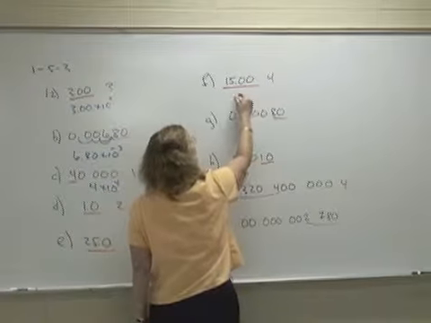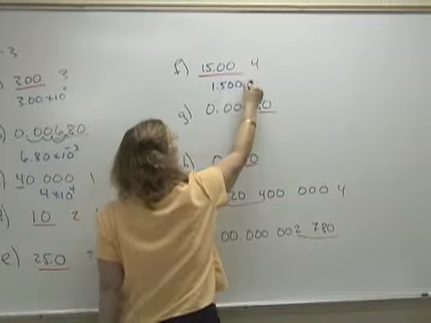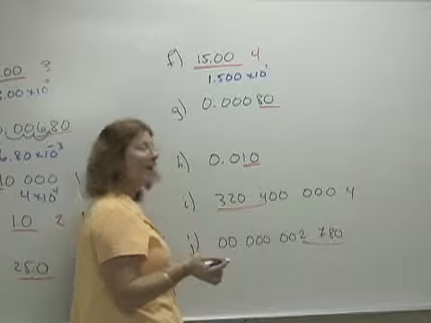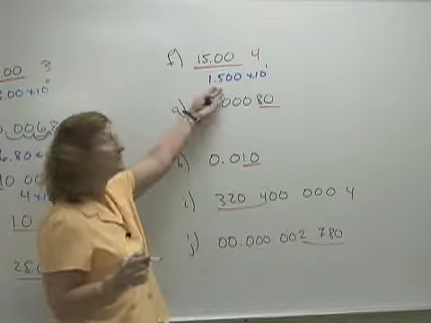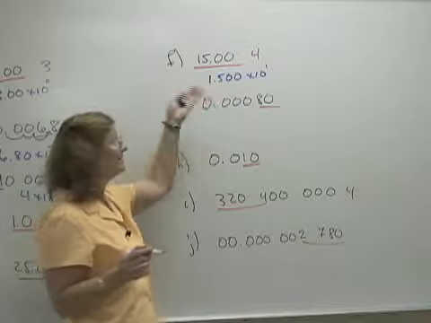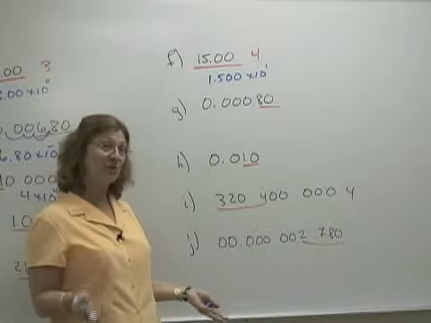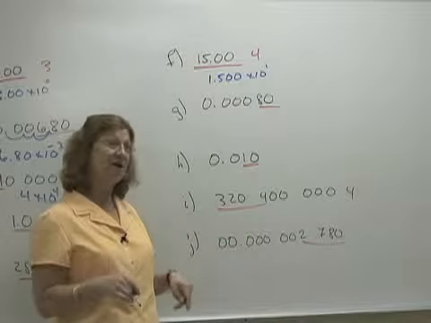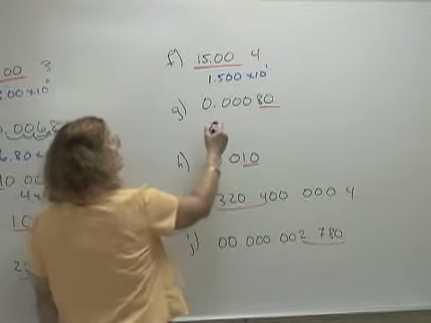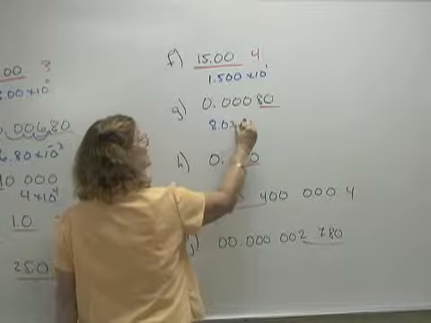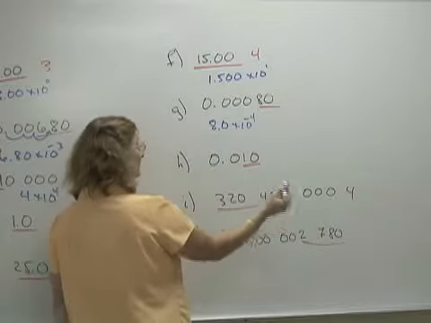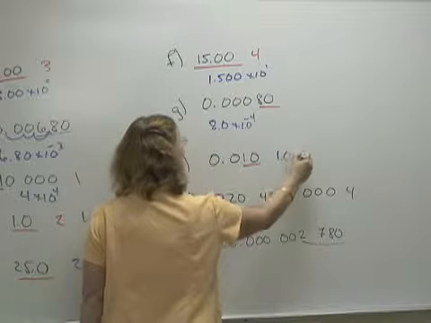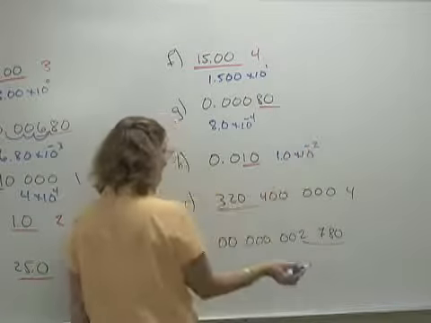In F, 1.500 times 10 to the 1. Again, if I have 4 significant digits, I have to have 4 significant digits in my converted number. And sometimes scientific notation is the only way that we can get the right number of significant digits that we need in our answer. And G, we have 8.0 times 10 to the minus 4. And H, we have 1.0 times 10 to the minus 2.